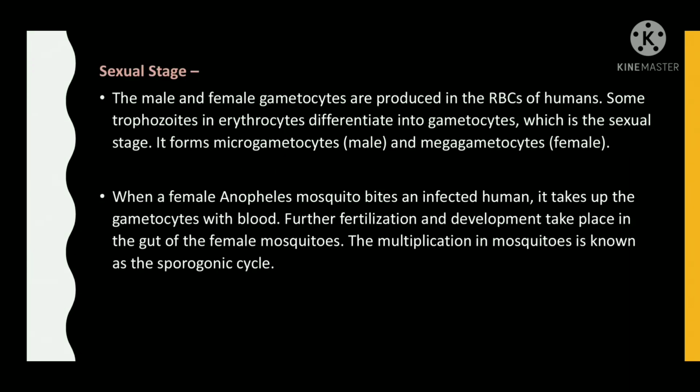In the sexual stage, the male and female gametocytes are produced in the RBCs of humans. Some of the trophozoites in erythrocytes differentiate into gametocytes, which is the sexual stage. It forms microgametocytes, that is male, and macrogametocytes, that is female. When a female Anopheles mosquito bites an infected human, it takes up the gametocytes with blood. Further fertilization and development take place in the gut of the female mosquito. The multiplication in mosquitoes is known as the sporogonic cycle.